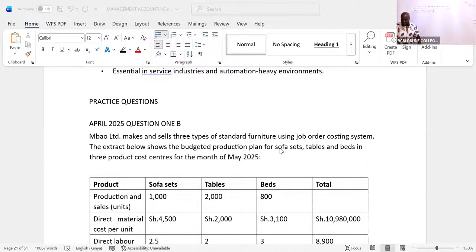Tables, we produced 2,000. And the beds, we produced how many? 800, yes. And then I can see the direct material cost per unit. I can see the direct labor cost per unit. I can see great things, ladies and gentlemen. I love management accounting because it is the easiest subject.